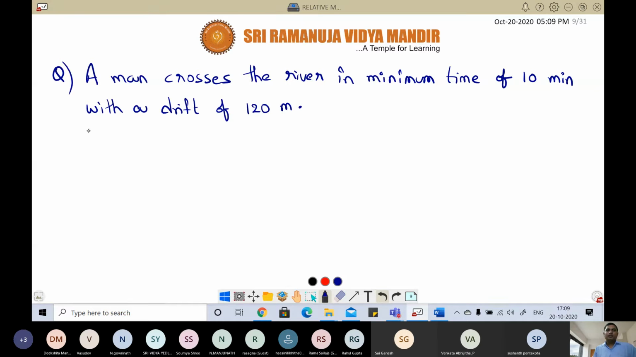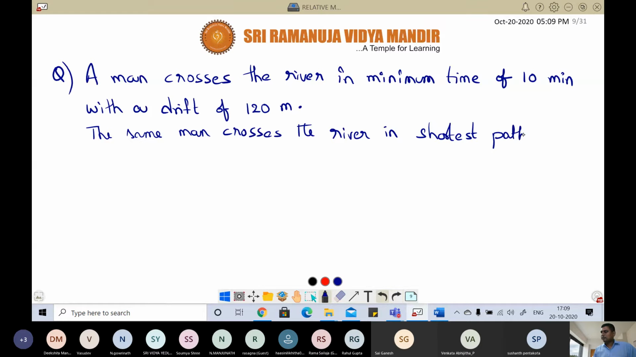Now the same man now crosses the river, the other case, in shortest path. Taking a time of, shortest path means what is the drift? 0, sir. 0. So they won't mention, but there will be time, so that is equal to 12.5 minutes. Minutes, please remember, minutes. This is also minutes.